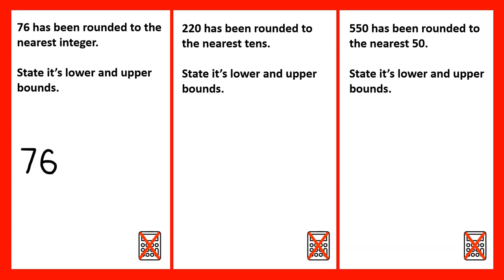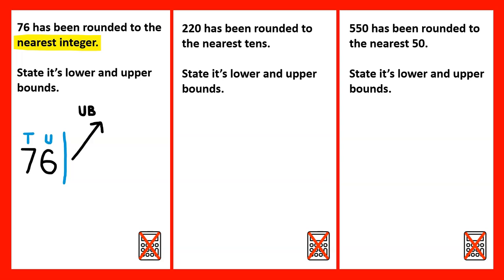number in the question. Take 76, for example. This number has been rounded to the nearest integer, meaning it's been rounded to the units column. Our rounding line in the original number would have gone after the units column. Identifying where the rounding line goes is the quickest way to help us answer the question.